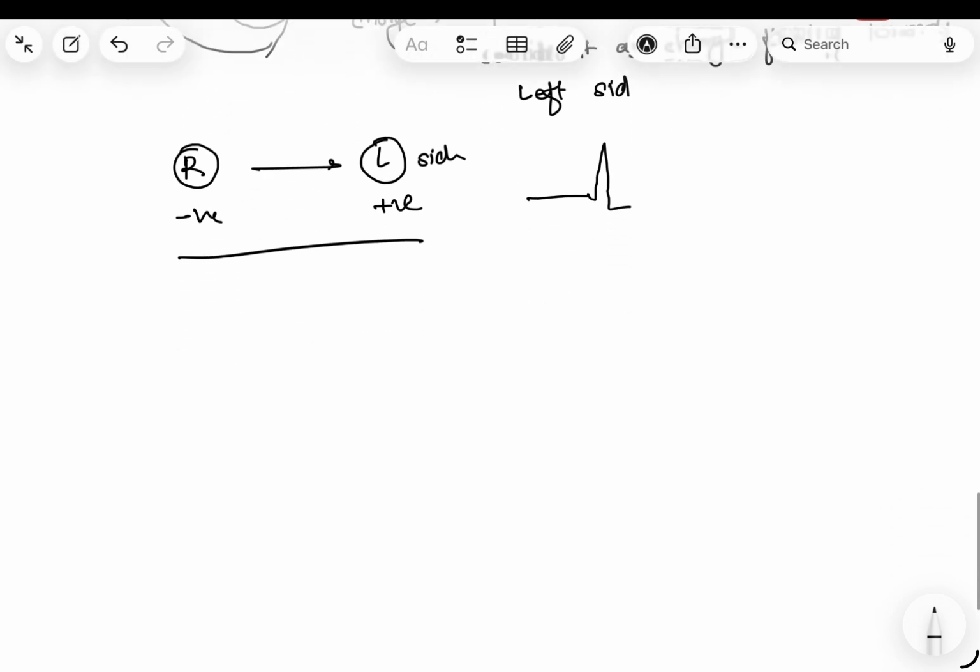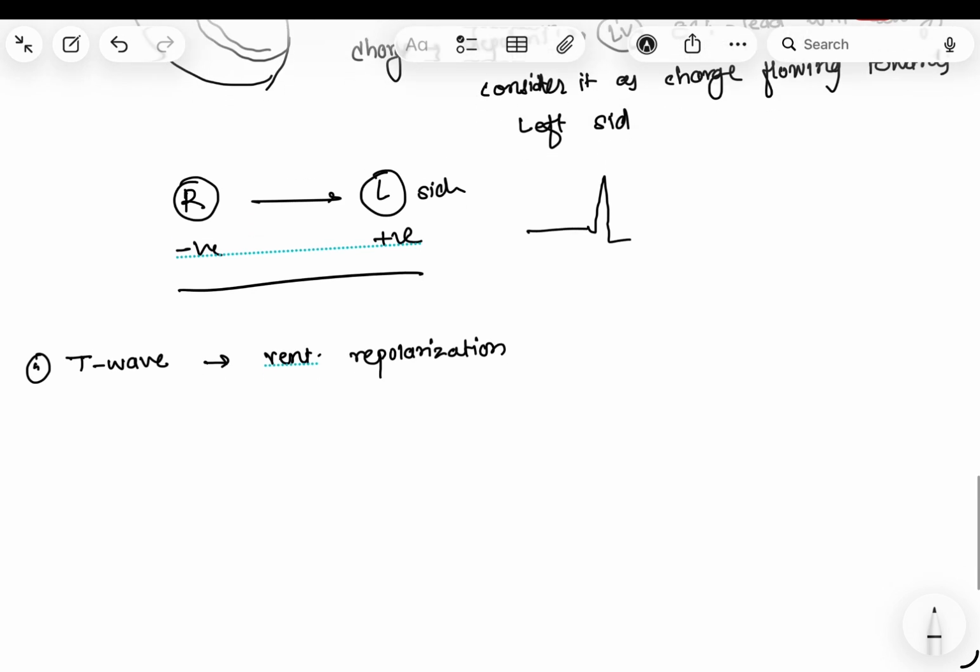Now the third one is the T wave. What does it signify? It signifies ventricular repolarization. Now what are the normal time limits for the P wave, QRS complex and T wave? Let's understand one by one.